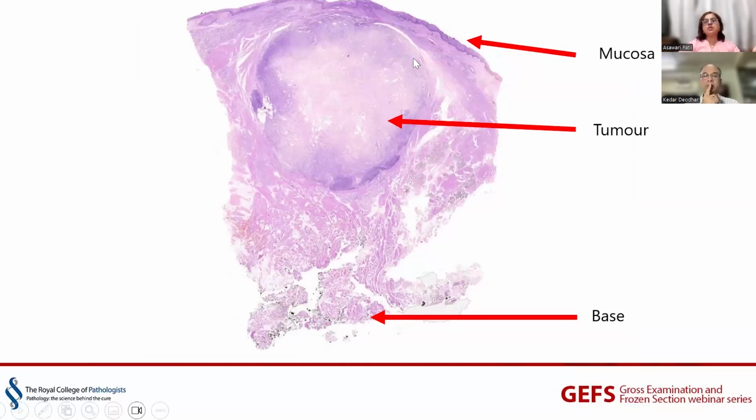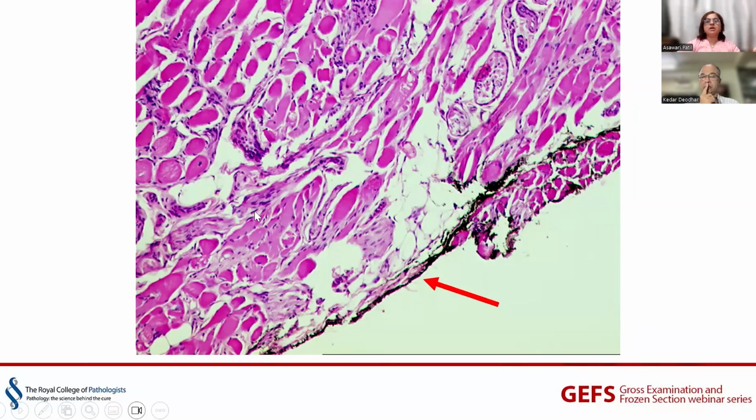There is this tumor at the top, covered by the mucosa, and you can see the base is free of the tumor. This is the higher magnification, which is also showing base free of the tumor.